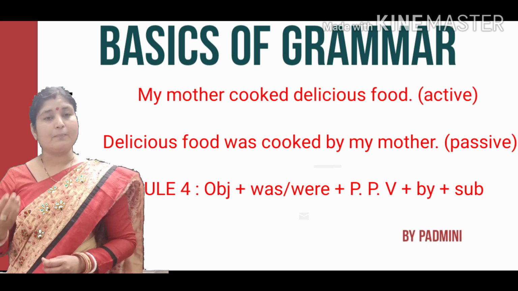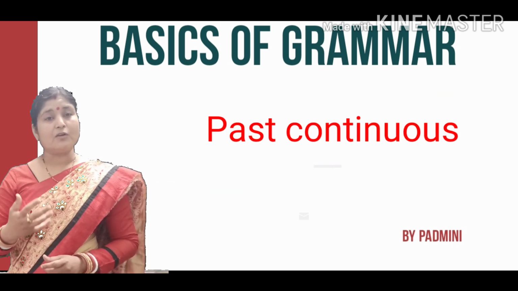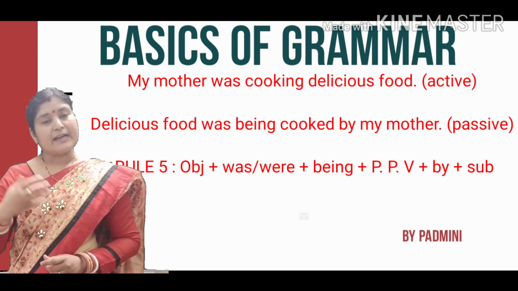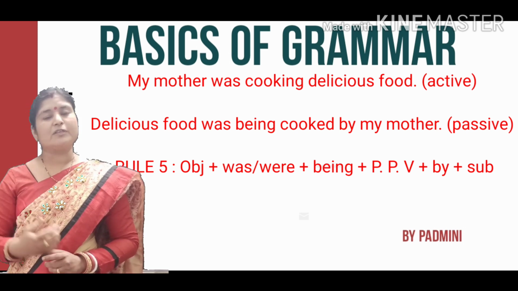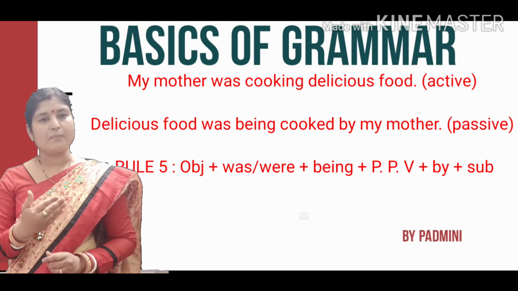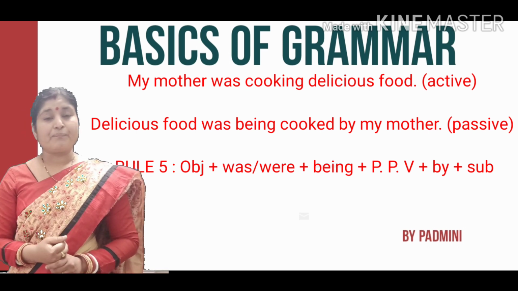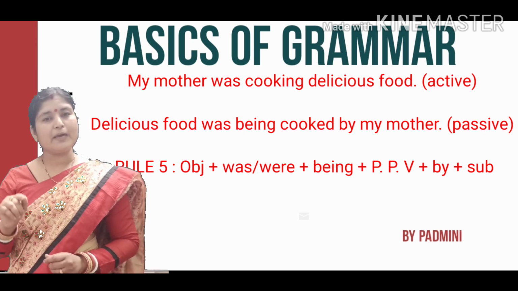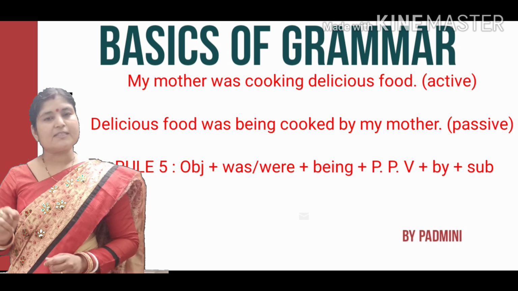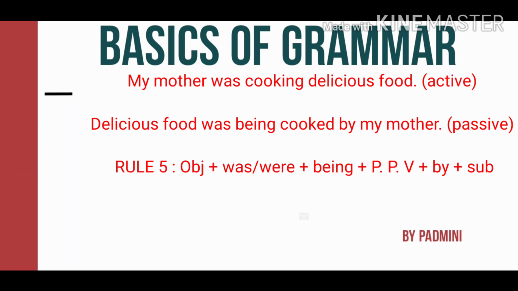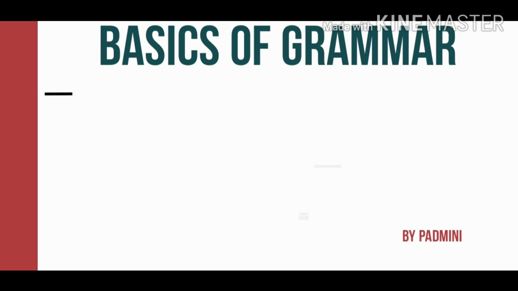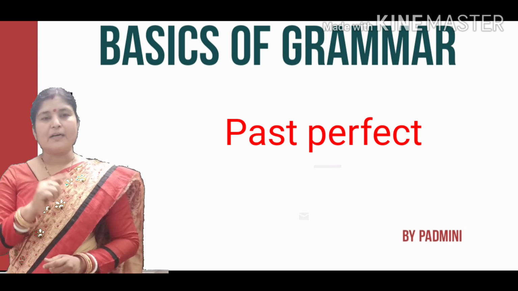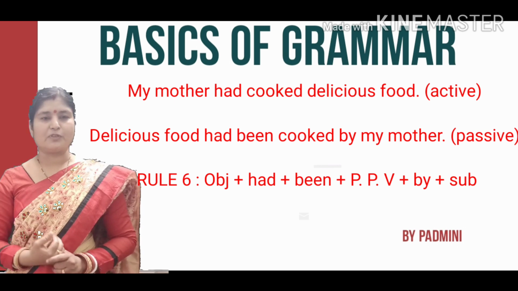In the same way, the past continuous: my mother was cooking delicious food. In the same way, delicious food was being cooked by my mother. The rule number 5, what is that? Object plus was or were plus being plus past participle of the verb plus by plus subject. Like the past perfect. In the past perfect: my mother had cooked delicious food.